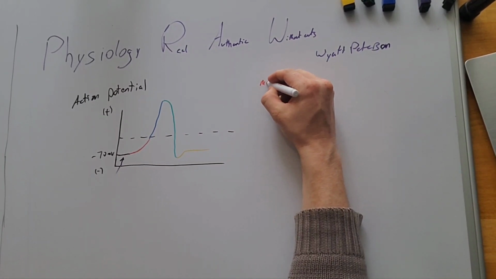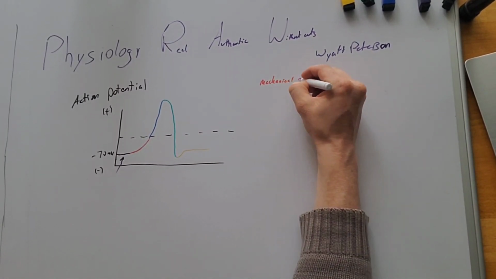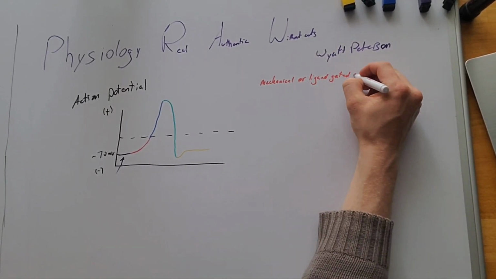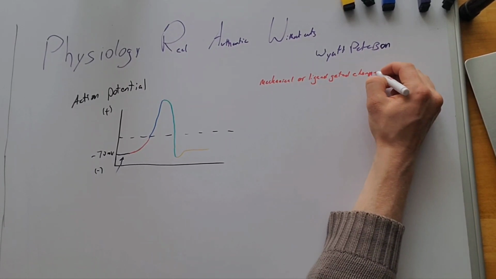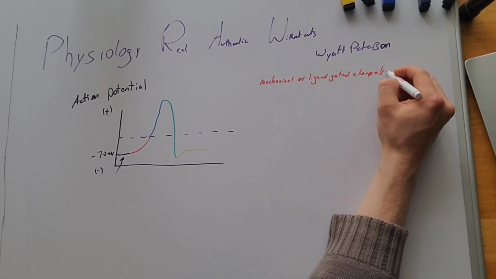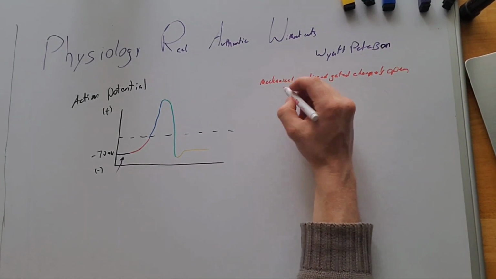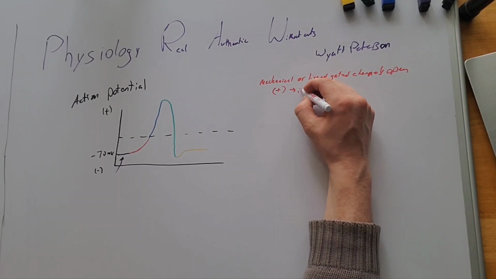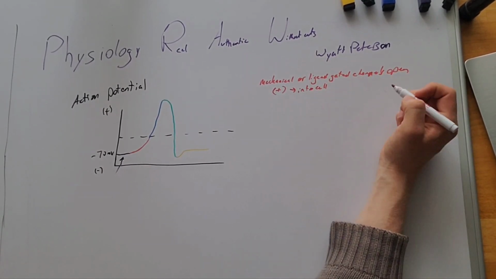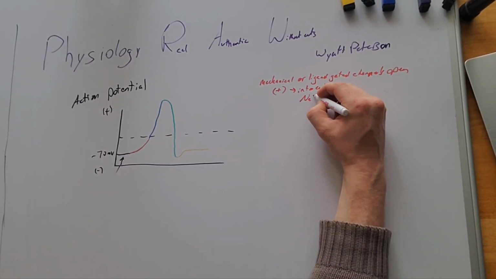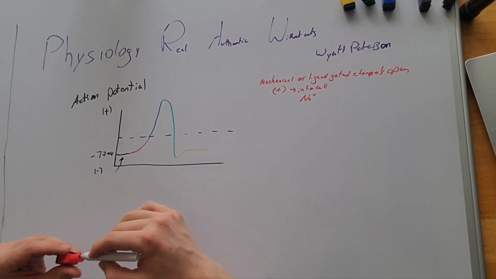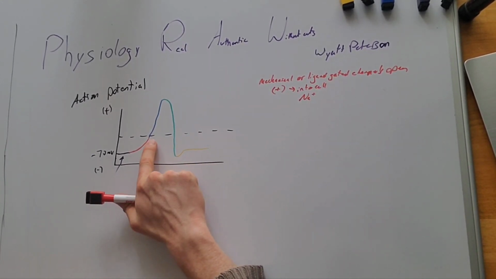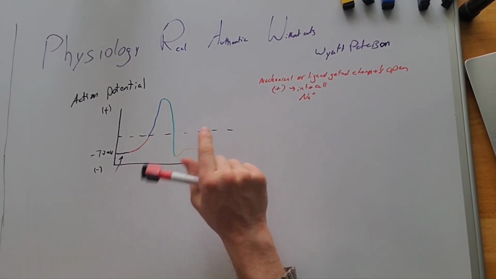Mechanical or ligand gated channels. Channels are opening, allowing more positive ions into the cell. So this could usually be sodium doing that, and if it doesn't get to the threshold, then it'll just go back down like normal.